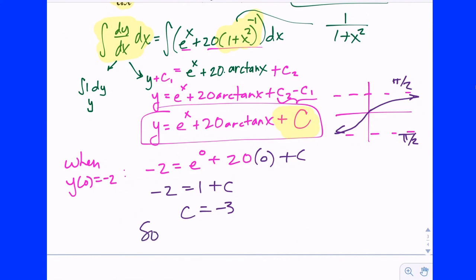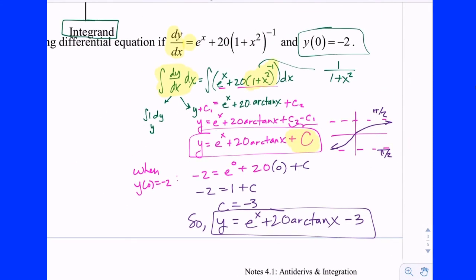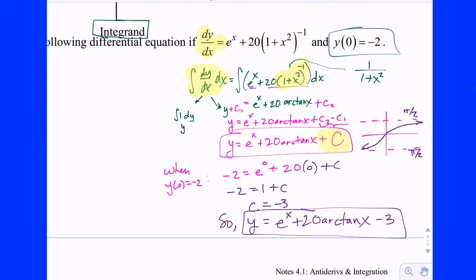The good transition word is so. Y equals e to the x plus 20 arctangent of x, and then finally minus 3. And that is your particular solution. That's the function whose derivative is e to the x plus 20 times 1 plus x squared to the negative first. That happens to pass through the y-intercept of negative 2.